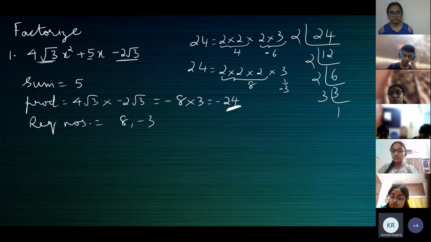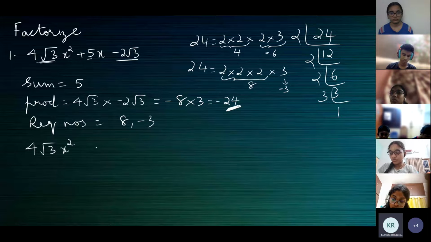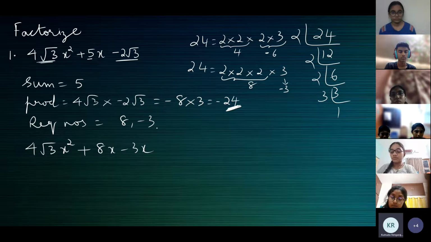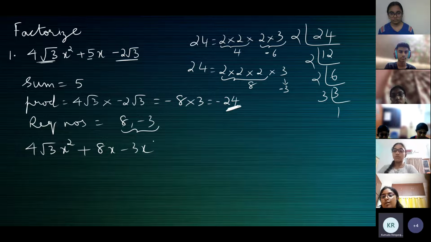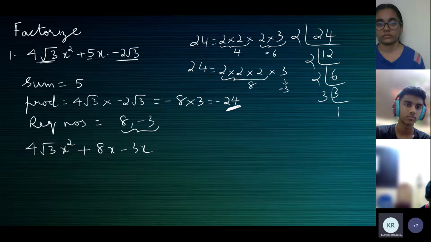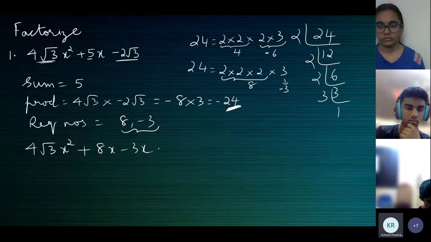So now we need to split the middle term. Write the first term as it is, 4√3x squared. Split the middle term: plus 5x should be written as plus 8x minus 3x, because they are the two numbers, 8 and -3. If it was plus 5y, then it will be plus 8y minus 3y, whatever is the variable involved. Supposing it was 5xy, then it will be plus 8xy minus 3xy.